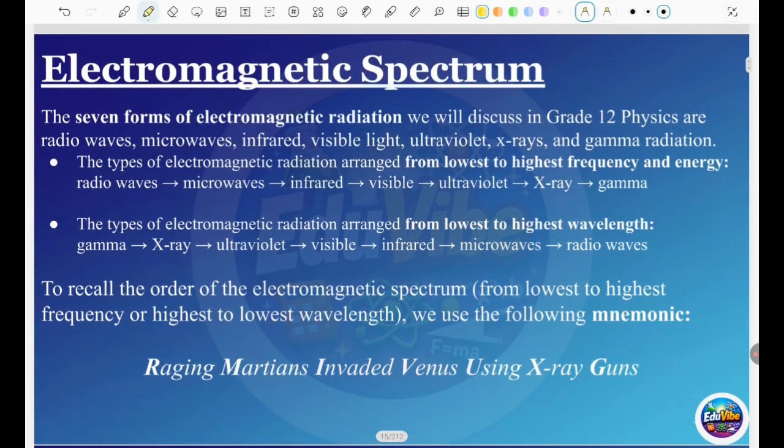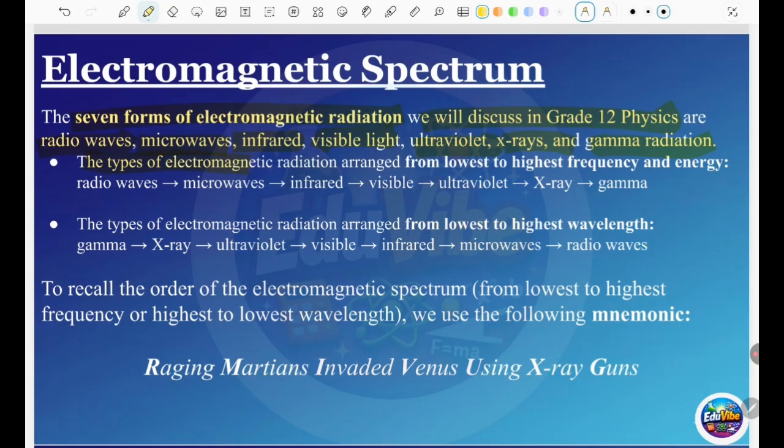The electromagnetic spectrum has 7 forms of electromagnetic radiation that we will discuss in grade 12 physics: radio waves, microwaves, infrared, visible light, ultraviolet, X-rays, and gamma radiation. We have to know all 7.